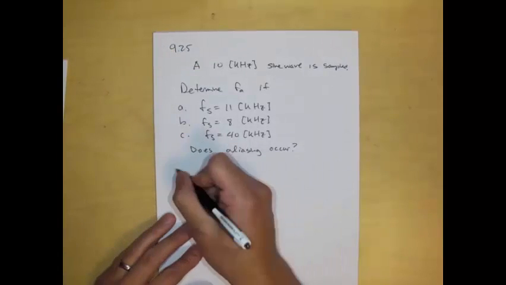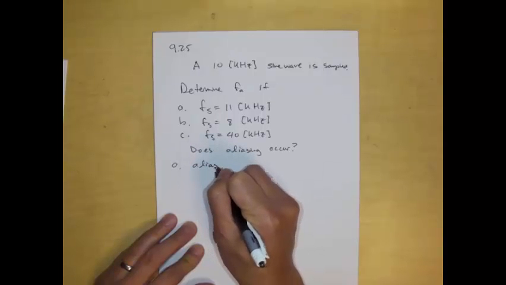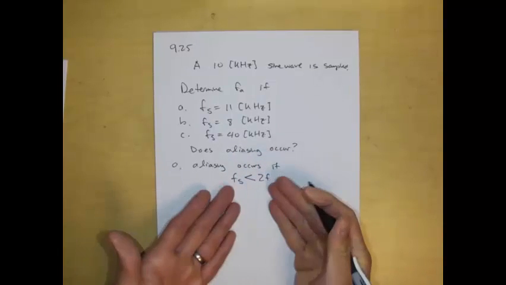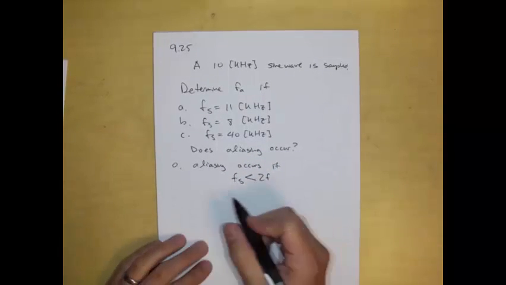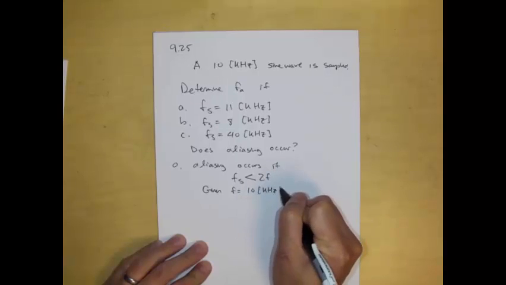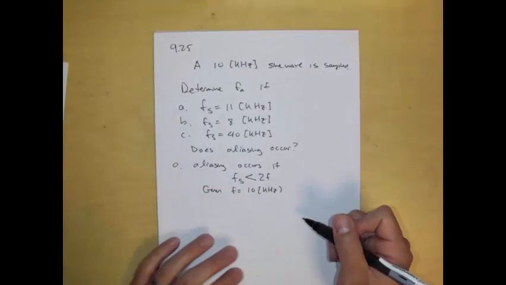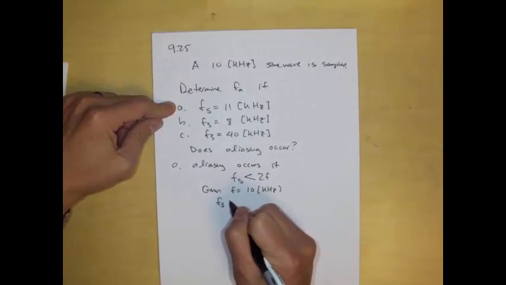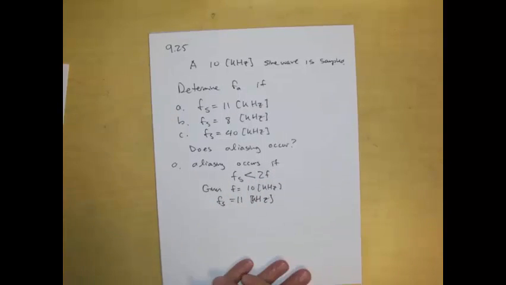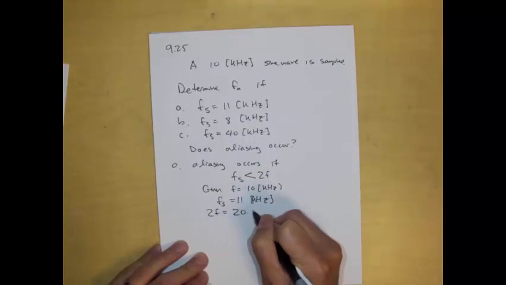All right. So let's look at A first. And so what's our condition? Aliasing occurs if Fs is less than 2f. If that's true, then we're going to have a problem. All right, so what are we given? We're given that f is 10 kilohertz. That's just constant for all three cases. f is 10 kilohertz. That's the actual signal, actual sine wave coming in. All right, and in part A, Fs, the sampling rate, is 11 kilohertz. All right. So let's calculate 2f. We want to calculate the right side of this equation. 2f, that's pretty easy. That's just 20 kilohertz.